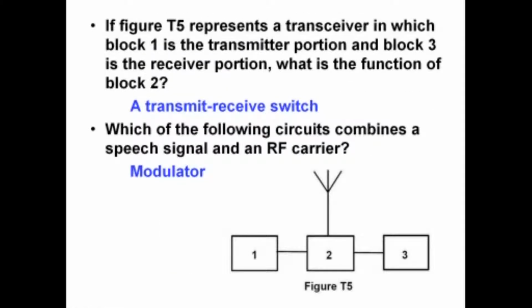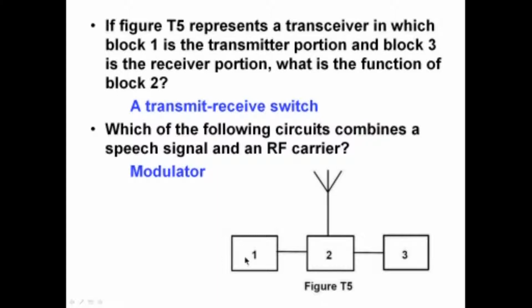If figure 5 represents a transceiver in which block 1 is the transmitter and block 3 is the receiver, what's the function of block 2? Here we have an antenna. Here we have this unknown thing in the middle. Here we have a transmitter. Here we have a receiver.